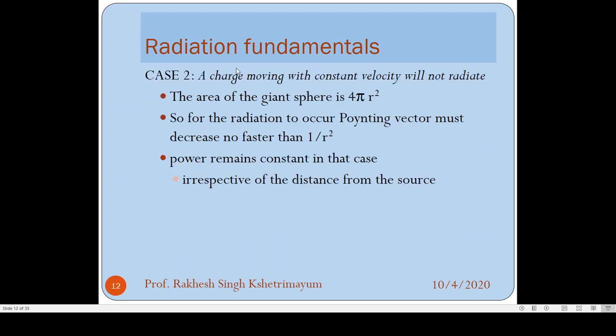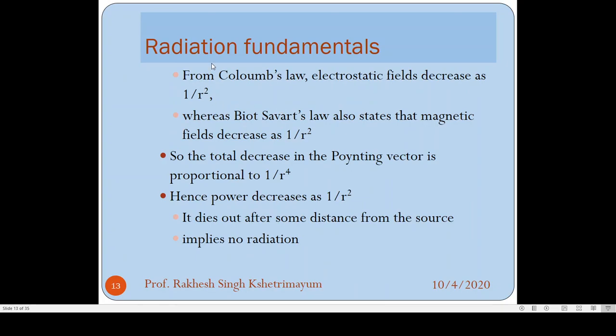Now, in this case, when the charge is moving with constant velocity, you can find out the electric field and magnetic field. If you use Coulomb's law, the electric field will vary as 1 by r square. If you use Biot-Savart's law, which is for magnetostatics, when you have motion of the charge with constant velocity, the magnetic field varies as 1 by r square. The instantaneous Poynting vector is E cross H star. E is the electric field, H is the magnetic field, and star is the complex conjugate. Now the amplitude of the Poynting vector will vary as 1 by r square into 1 by r square, that is 1 by r to the power 4.